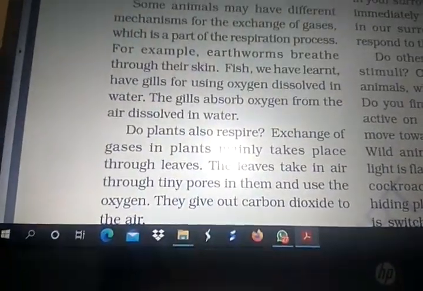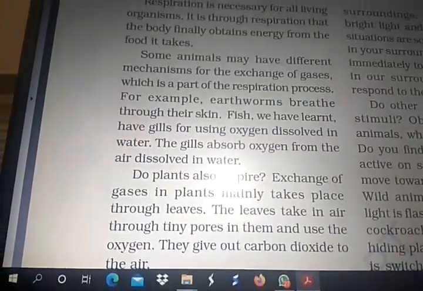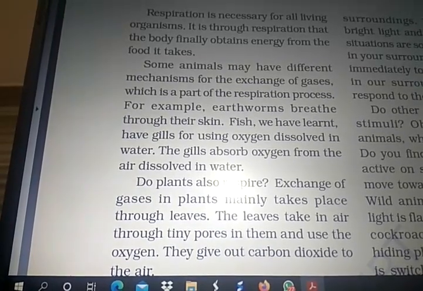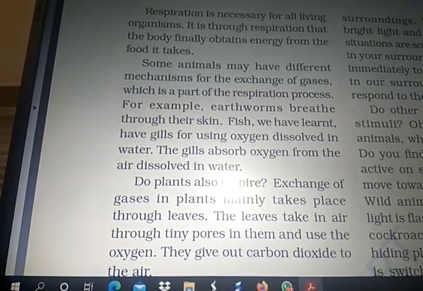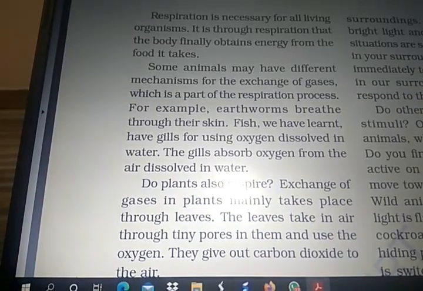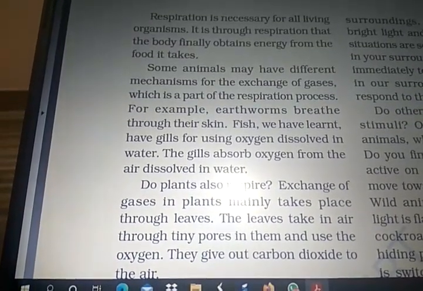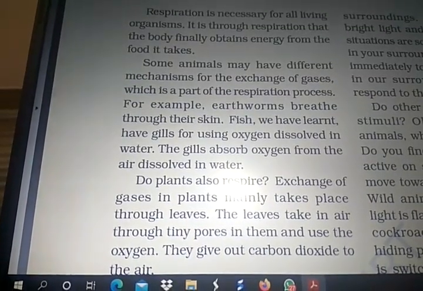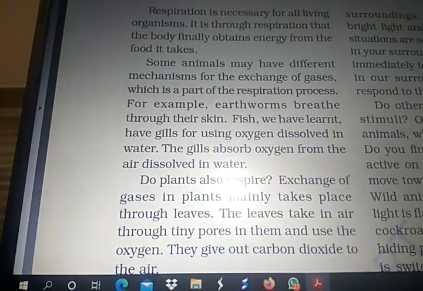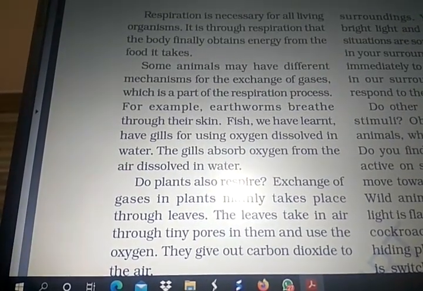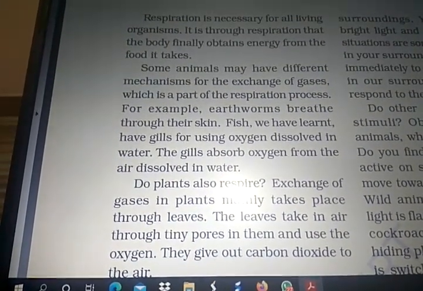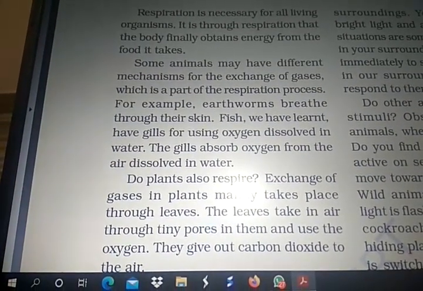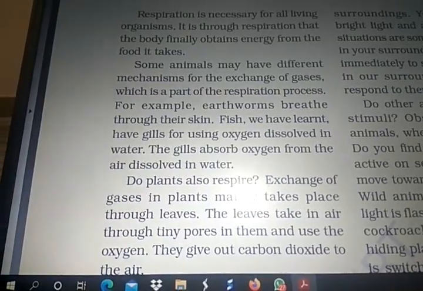So do plants respire? I have already talked about this. Exchange of gases in plants takes place through the leaves. The leaves take in air through tiny pores and use oxygen, and they give out carbon dioxide to the air. Remember, during night time they breathe like us, but during the daytime they use that carbon dioxide and provide us oxygen.